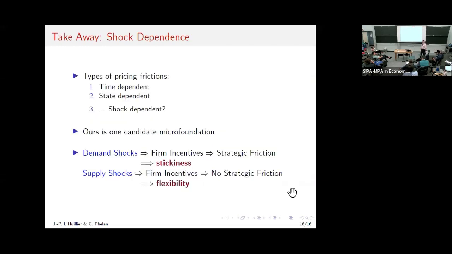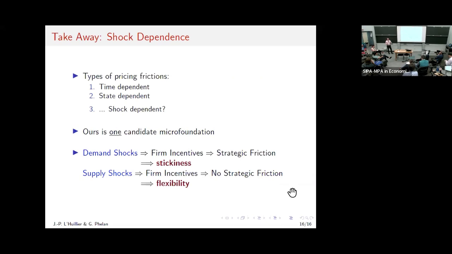So the takeaway from the paper, to wrap up: among the types of pricing frictions that are considered, we have time dependent and state dependent, and here we're trying to entertain a different way of thinking about sticky prices, which is shock dependence. It depends on what shock hits the economy whether prices are sticky or not.